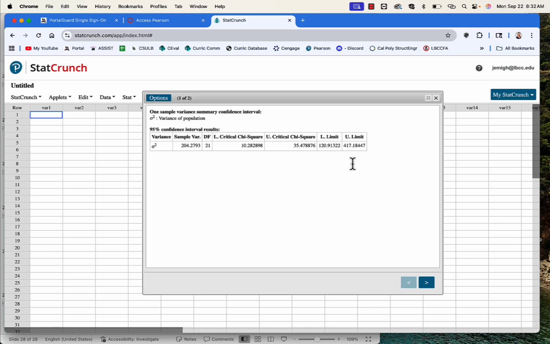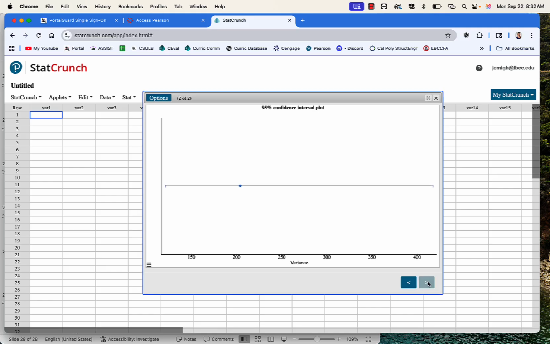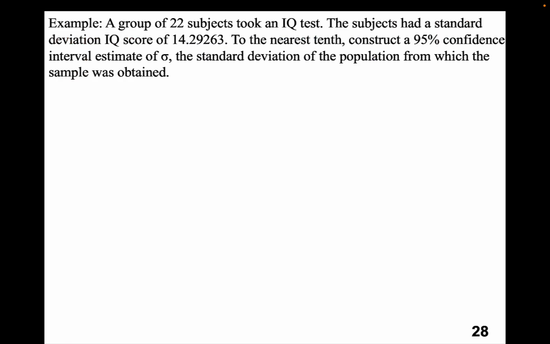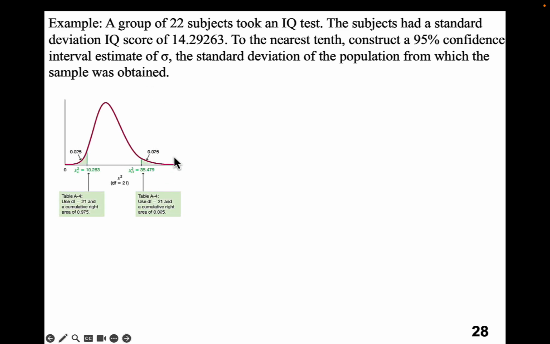Okay, let's see what we put in our notes for this. Oh, first I want to check this. Okay, it just gives us the confidence interval. I was curious if it would give us the... All right, so we will look at that distribution graph ourselves right here. There's that 10.283. There's that 35.479.